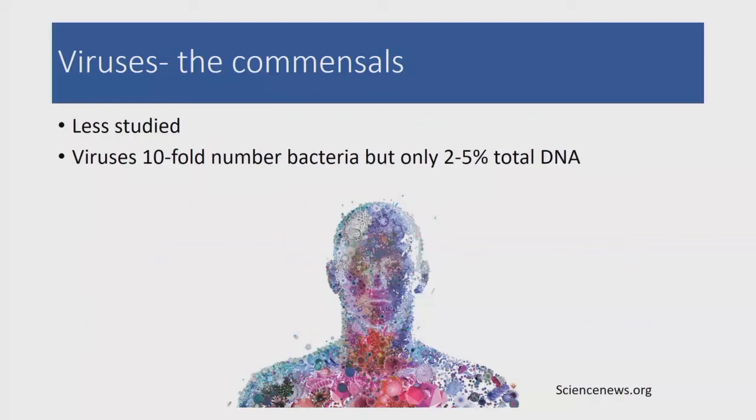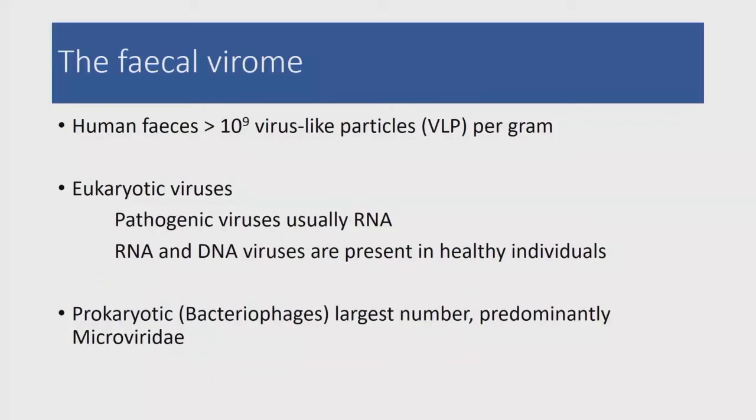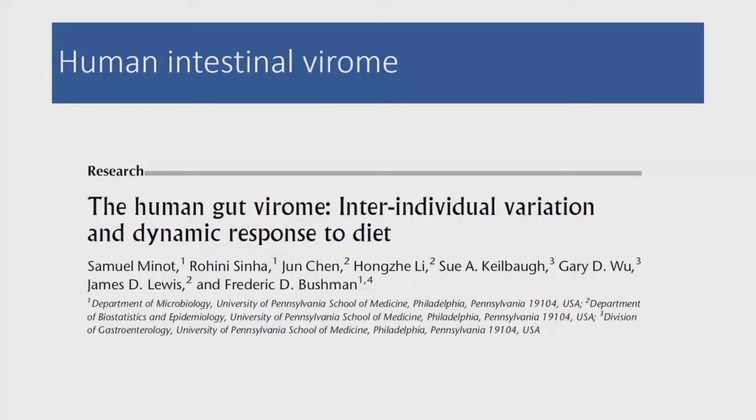We've also looked at viruses, and I know there's at least one person in here who's interested in viruses, but the virome is really difficult to try and identify because there's no preserved gene or protein, and there's large volumes of data that are unmatched. But what we do know about the human gut virome is that it's even more unique than the bacterial microbiome between people, and that it's quite stable long-term.